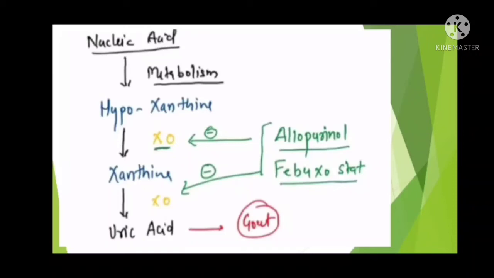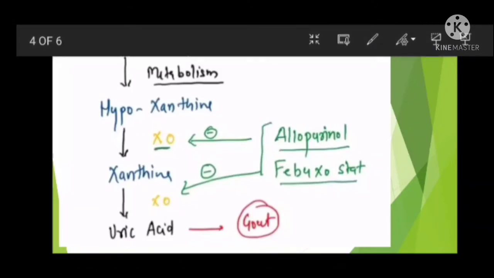So what is the mechanism of action of allopurinol? It is a competitive inhibitor of xanthine oxidase enzyme and the drug of choice for chronic gout. And if we talk about its side effects, they include hypersensitivity, especially with thiazide diuretics and ampicillin.